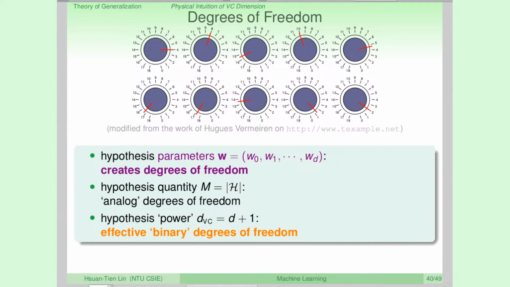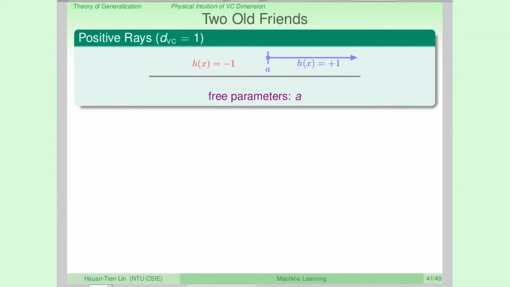And when we do the VC analysis, sometimes we just say physically, it means we're trying to calculate the powerfulness of the hypothesis set by evaluating its binary degrees of freedom, in terms of whether it can shatter some binary input vectors, and we get d plus 1. So this is the physical meaning behind the VC dimension, and this concept of degrees of freedom can be used when you look at your future machine learning models to try to estimate their powerfulness.